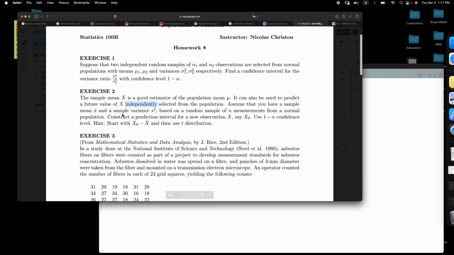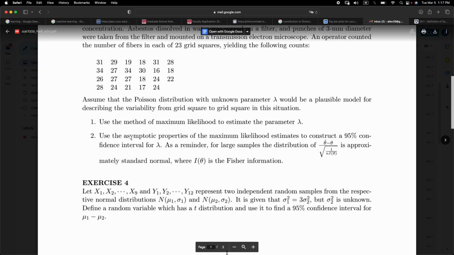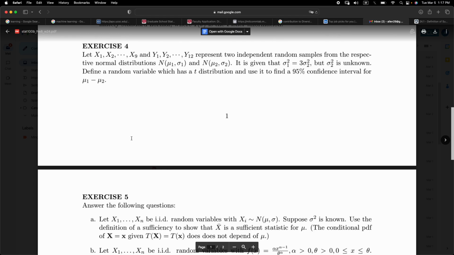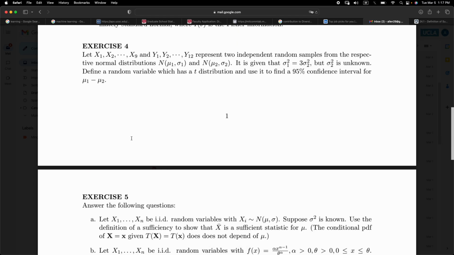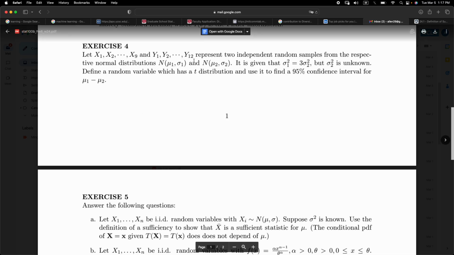Okay, then let's talk about question 4. I think this is very similar to what we have seen from maybe previous homework. So we have x1 to xn and then y1 to y12. They are two independent samples. Okay, so again, keyword: independent. So we will for sure use some information about the independence here. And they are coming from the respective normal distributions, mu1 sigma 1, mu2 sigma 2. And we also have additional information that sigma 1 squared is 3 times sigma 2 squared.